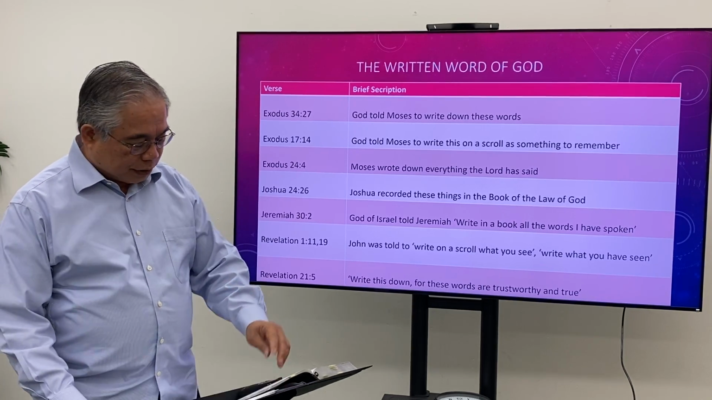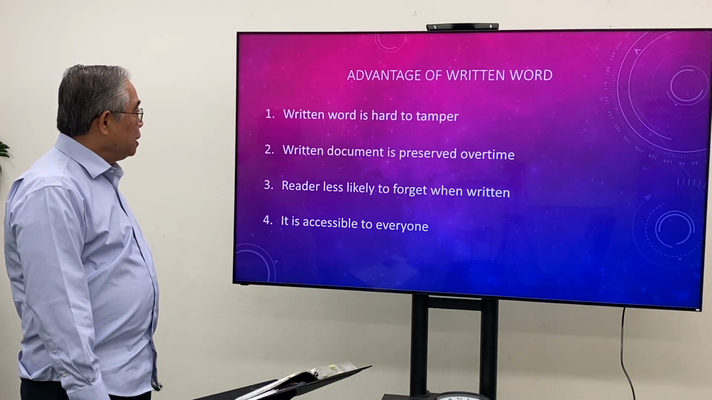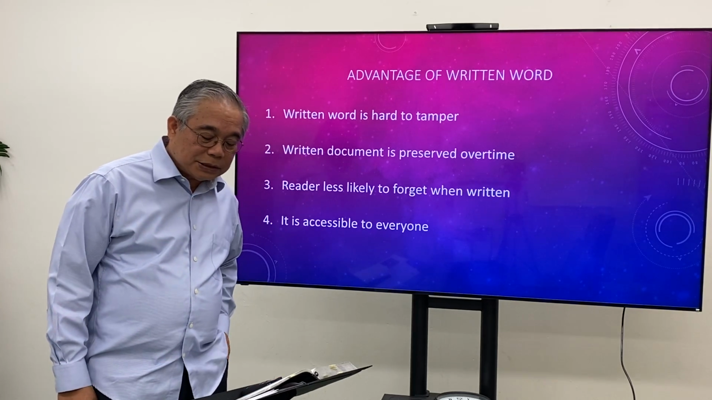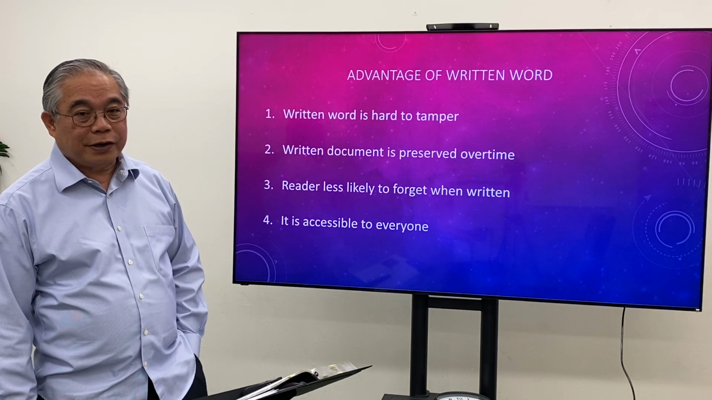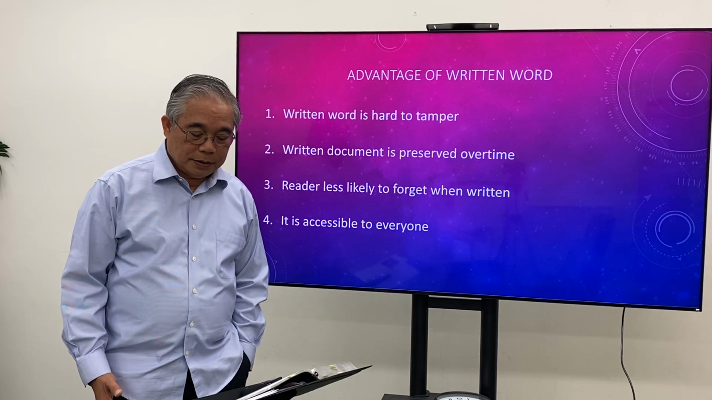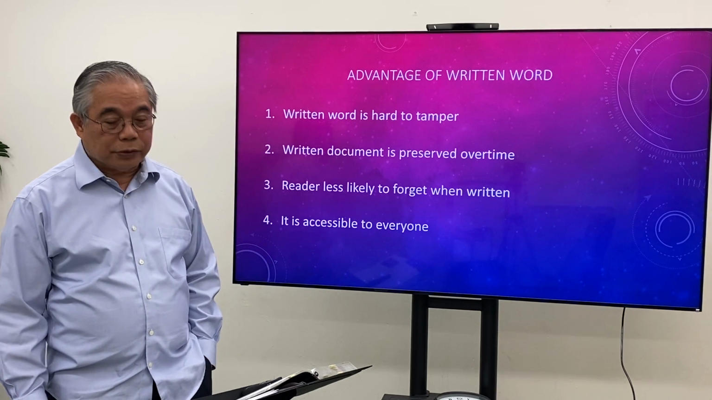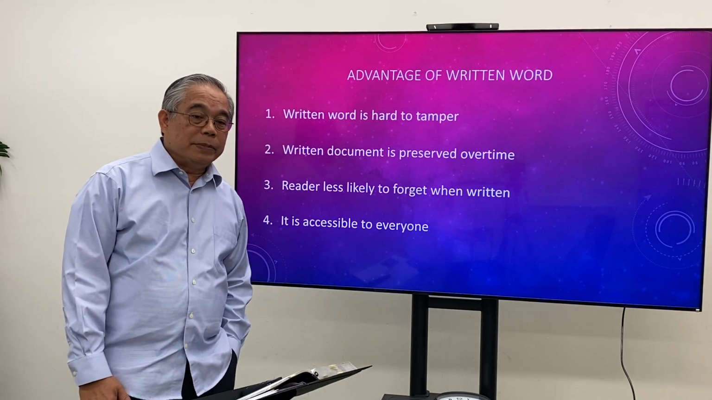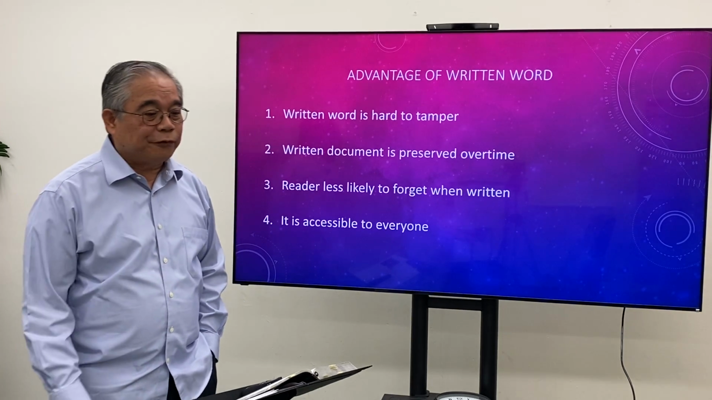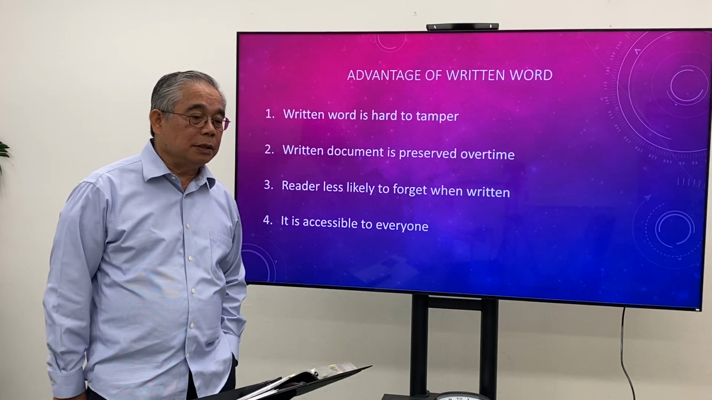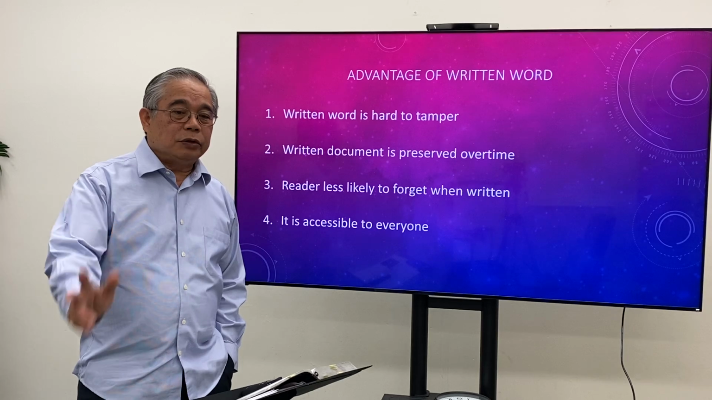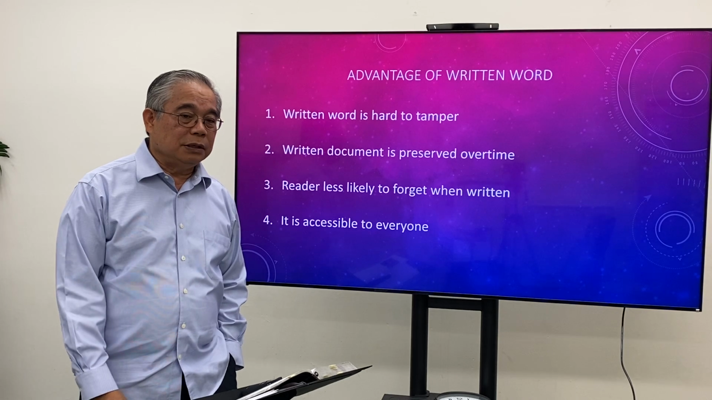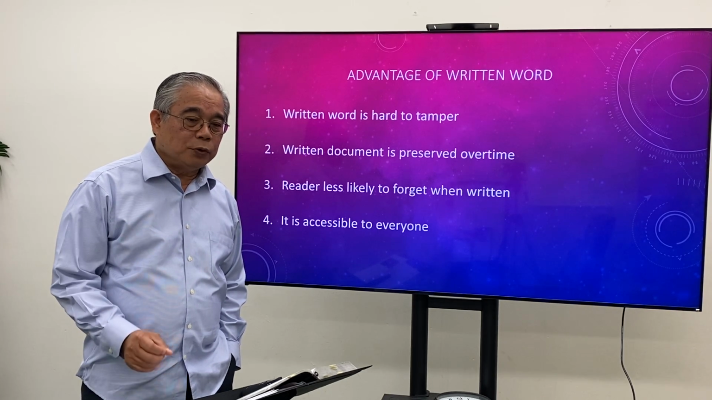The advantage of the written word is that it is hard to tamper with. Written documents are preserved over time, and the reader is less likely to forget when it is written. It is also accessible to everyone. With the medium of social platforms now, you can propagate anything you write and distribute it to the whole world, and everybody can see it using internet access. This is the importance of the written word.